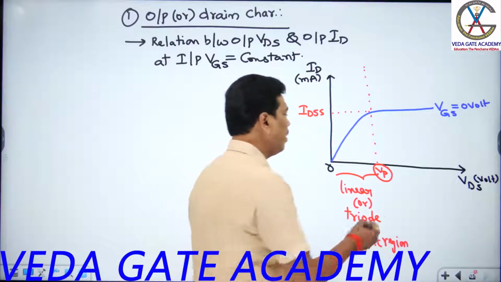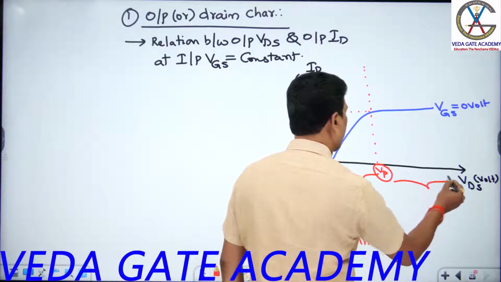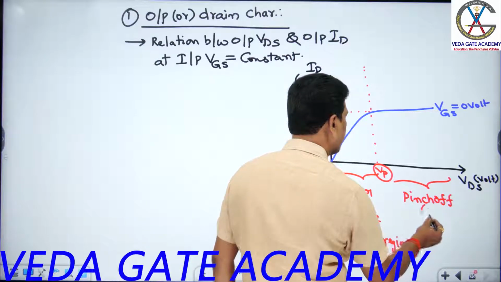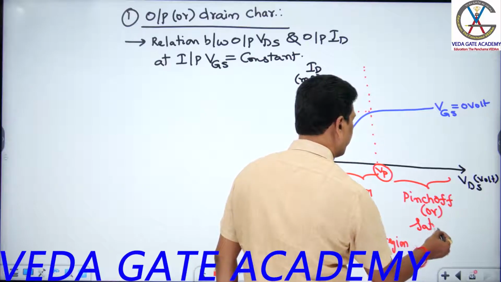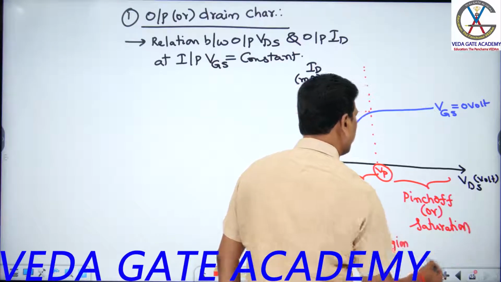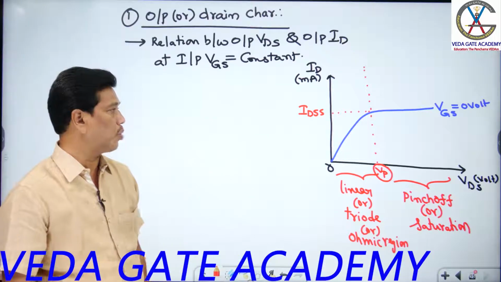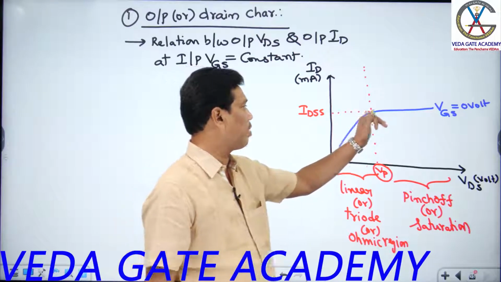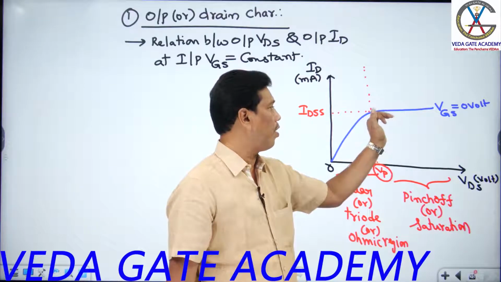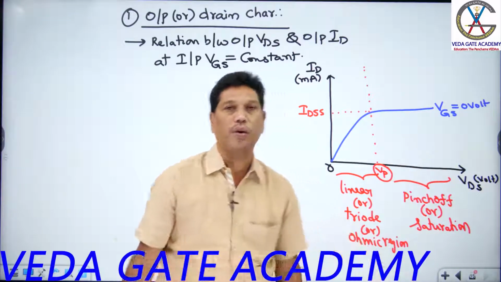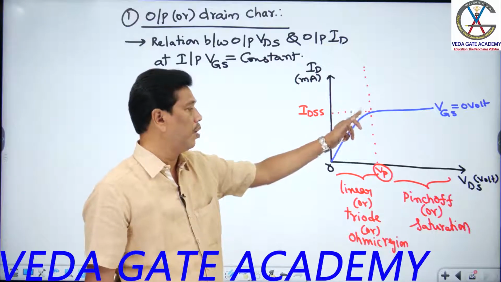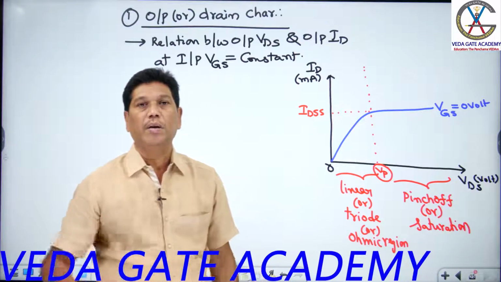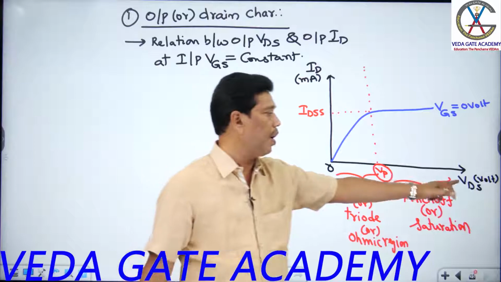And this is the other region, students, that you can call the pinch off region. It is also called the saturation region. If you go to this pinch off or saturation region, which comes above the pinch off voltage, the curves have a flat response. It means the drain current remains the same even when the drain voltage changes. Why? Because the drain current already reaches its maximum at the pinch off point. After that, even if you change the voltage, there is no further increase in drain current.